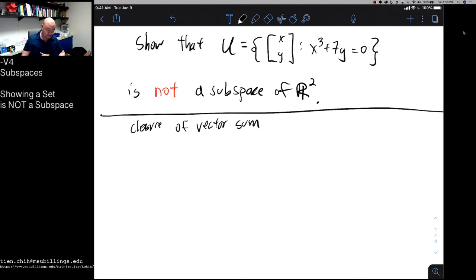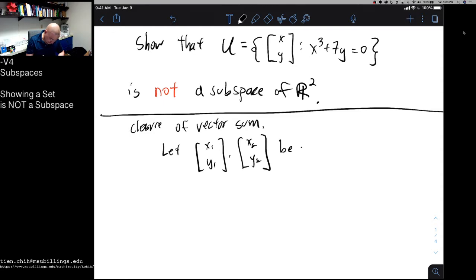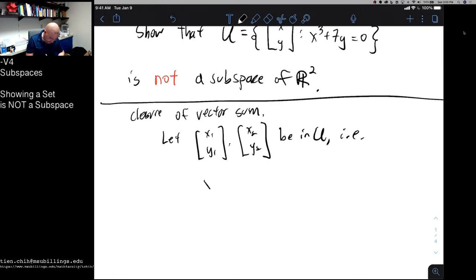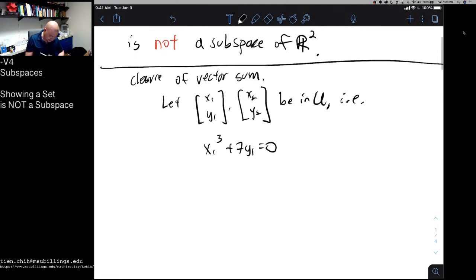So if we take a look at what happens when we sum together two things, we first have to pick two elements of U. So let (x1, y1) and (x2, y2) be in U. In other words, what that means is that x1 cubed plus 7y1 is 0, and x2 cubed plus 7y2 is also 0.